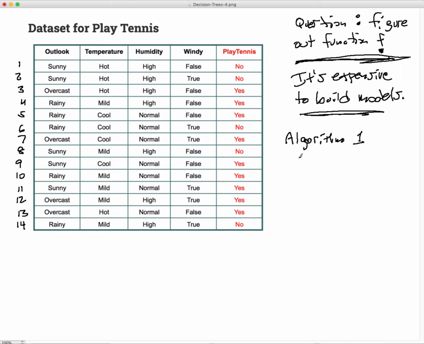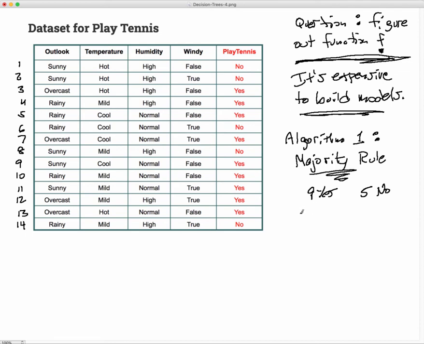And algorithm 1 is called majority rule. And it's really, really simple. I come through here, and first what I'm going to do is count no. So it's 1, 2, 3, 4. I see 5 no's. And if there are a total of 14 of these, that means there are 9 yeses.